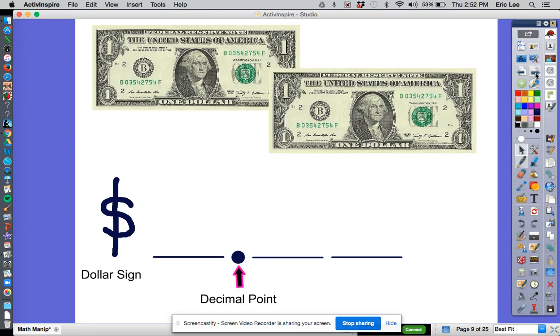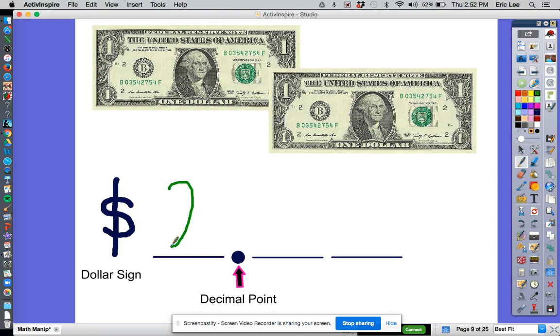So what we're going to talk about today, after we talk about how to write dollar amounts real quick, is how to count up dollar amounts that are bigger than $1. So here I have $2. If I was going to write $2, I would write it starting with my dollar sign, which is just an S with a line through it.